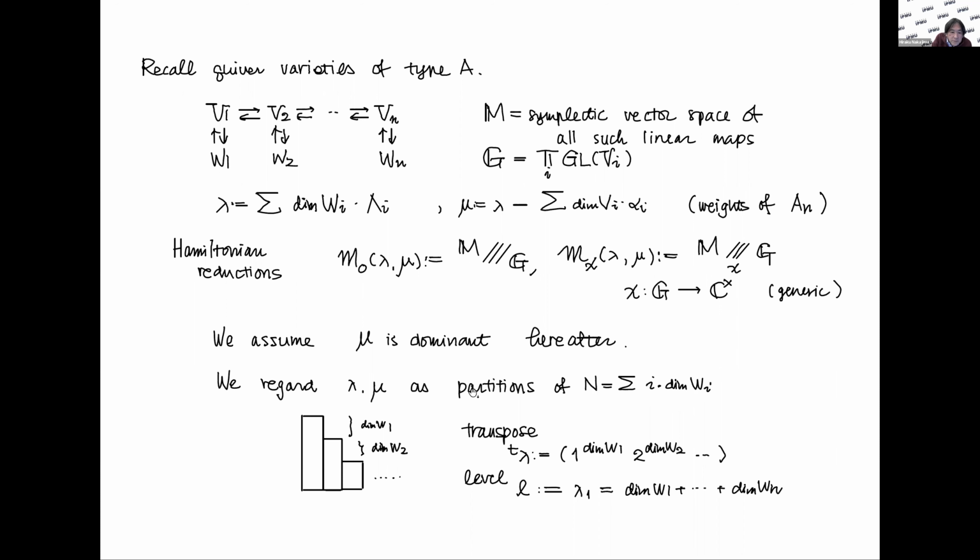This is the usual convention from weights of A_n to partitions. I draw the corresponding Young diagram. The first row is dimension W1 plus dimension W2 and so on, and the first column and second column are dimension W2 plus dimension W3 and so on. Then I also consider the transpose, the transpose of the Young diagram in the usual sense. In this particular case, 1 appears dimension W1 times, 2 appears dimension W2 times, and so on. The level L is just the length of the first column, so lambda one, which is equal to dimension W1 plus dot dot dot plus dimension Wn. This is a standard notation.